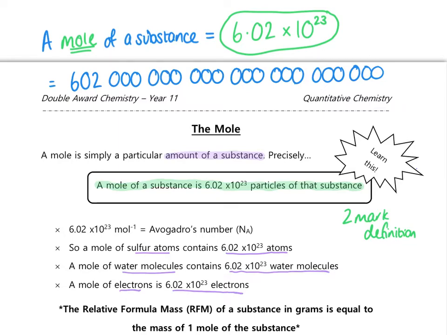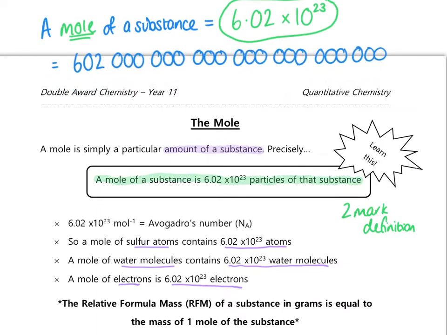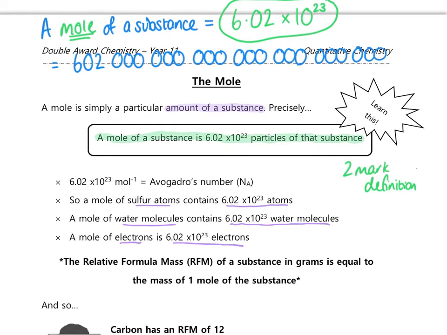Okay? One last link we need to make, and that is that the relative formula mass that we've been calculating earlier on in this topic, we talked about it not having units, but if we put that in grams, it's actually equal to the mass of 1 mole of a substance. And that's actually the other way that you can put your definition of a mole.